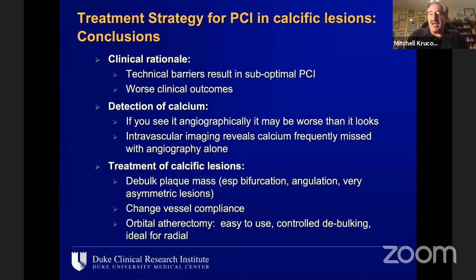And along those lines, I find orbital atherectomy is far and away easiest to use. There's no nitrogen tank, it's an electric motor. You plug it in and you run it down. It allows controlled debulking. I can focus it on spots and use bidirectional to both change the bias in favor of what I want to accomplish. And it's ideal for radial. There's no upsizing of burrs or changing of burrs that require putting 7 or 8 French guide catheters in. It's all done through 6 French catheters.